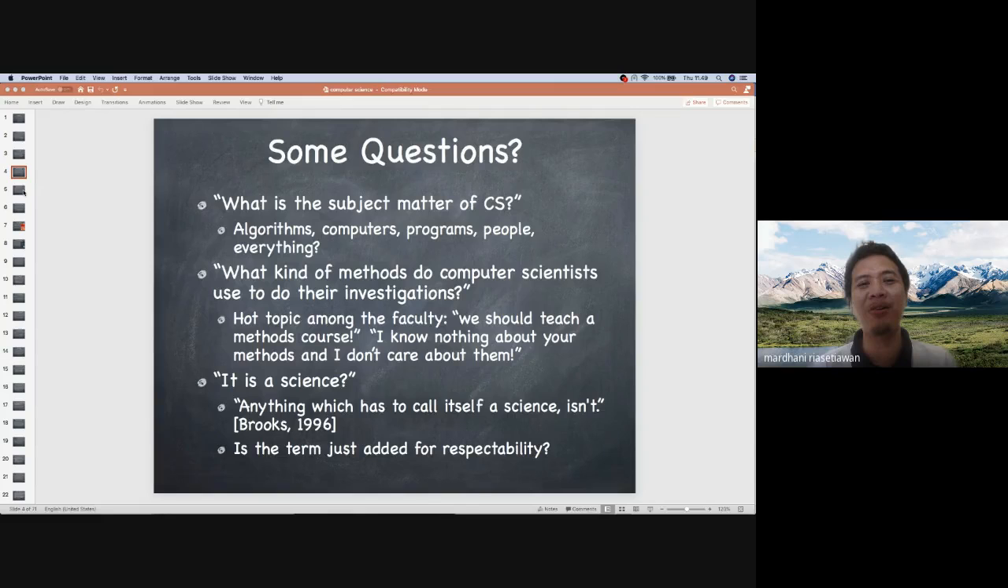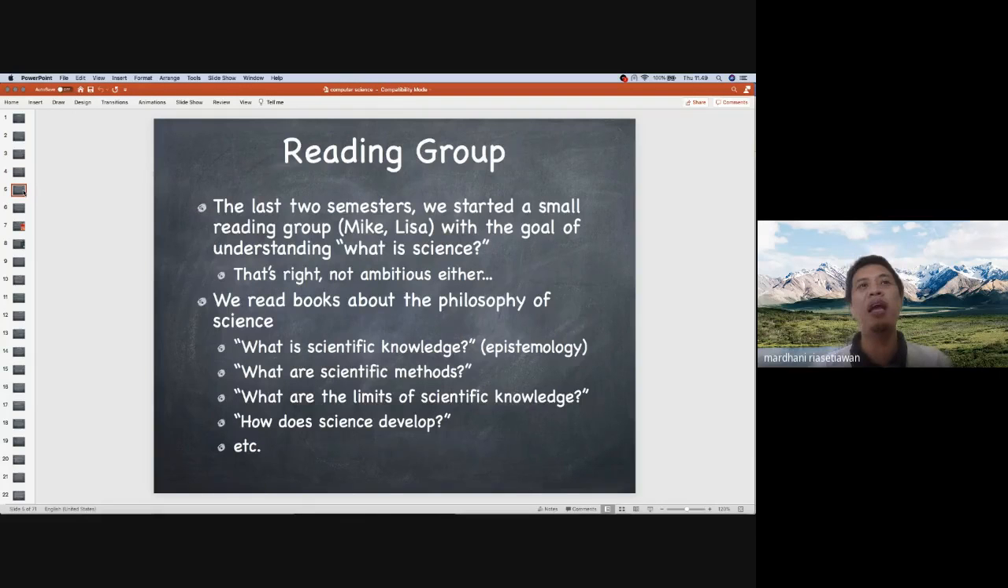And then we need to read a lot of things. For example, what is scientific knowledge? We will discuss epistemology, and then what is the scientific method, the limits of scientific knowledge, and how science develops. Those are some of the discussions in philosophy.